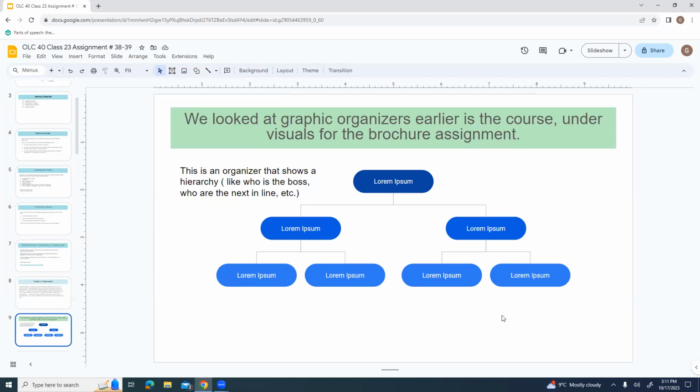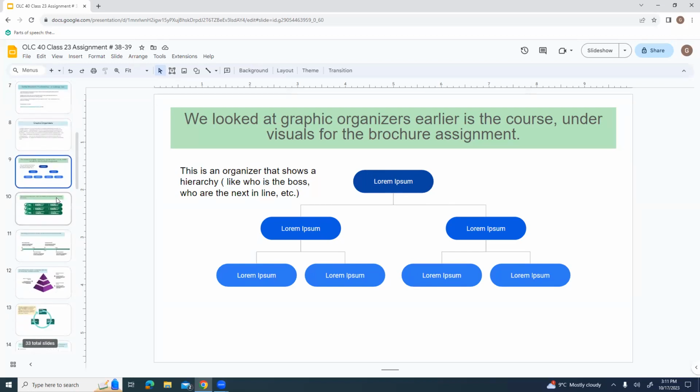This is one called a hierarchy. It can be used for family trees, but you also really see it in business where it'll be like, up here's the boss, here's the vice president of marketing, and here's the vice president of sales, and then they have the people down below. It shows who's in charge and then who's underneath them. So that's very commonly used in businesses.